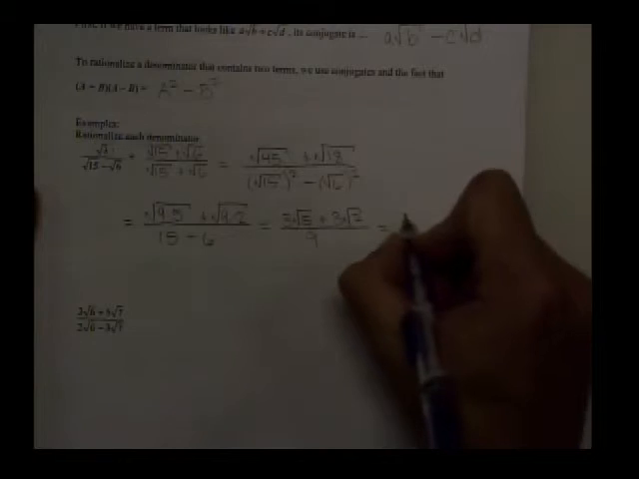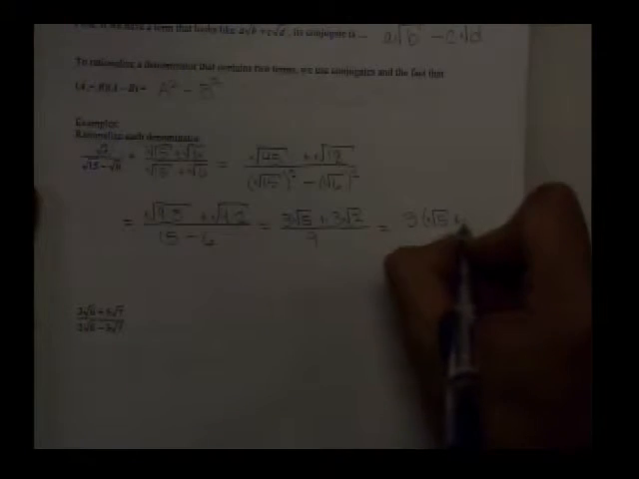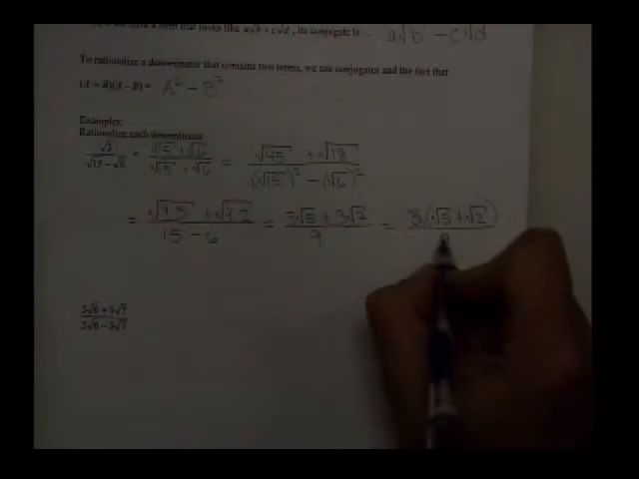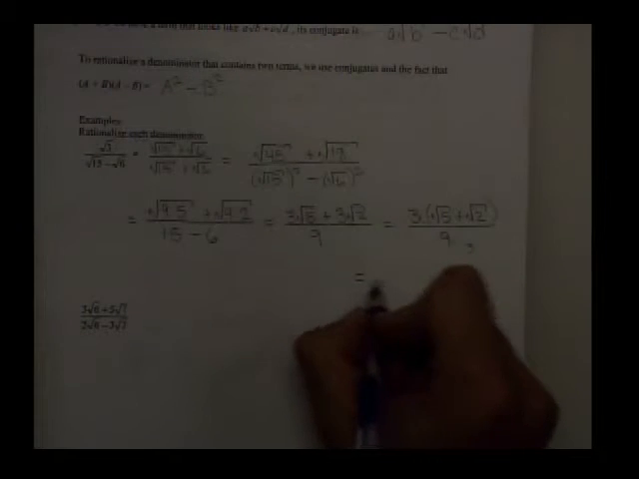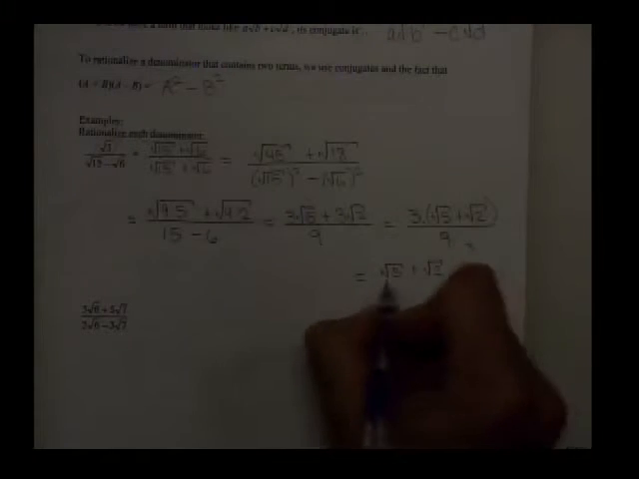Okay. Can we do something to factor the numerator? Yeah, we can take out a 3. And so if we factor out that 3, we're left with root 5 plus root 2 all over 9. And then will that simplify? Yep, because the 3 goes into 9 3 times. So we end up with root 5 plus root 2 all over 3.